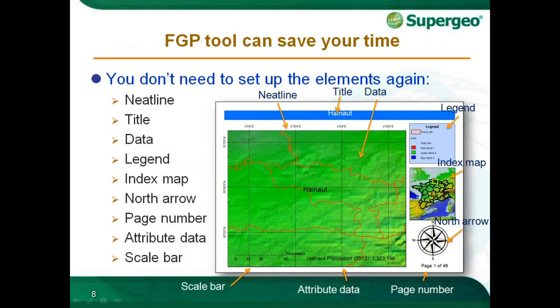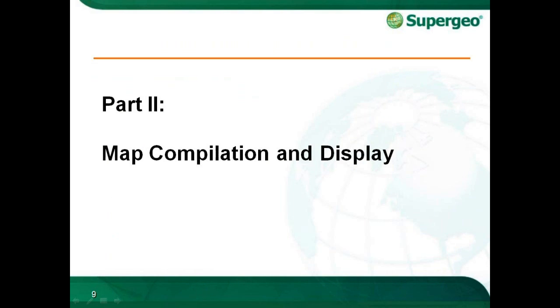When you activate the feature guide patch tool, you don't need to set up the elements again. You can cut down map making time from hours to just minutes. We will refer to the feature guide patch as the FGP tool later. It could save your time, automate the workflow, and reduce the chance of human error. Then we will enter the second part to further introduce the FGP tool, other usable tools and the basic idea.